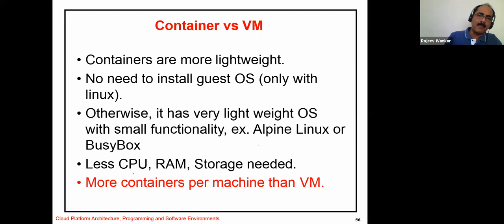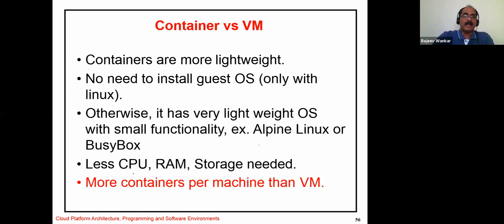You may have several other components, and it varies, depending on how much of the operating system you want to put onto that. Otherwise it would be a very light operating system with small functionality. A few choices are Alpine Linux, which would be around 5 MB, or BusyBox, which is even smaller than that, 2.1 or 2.3 MB. You can see different versions of BusyBox. So what we achieve is that you need less CPU, RAM, and storage, so more containers per machine than virtual machines, which is one of the best things we think.